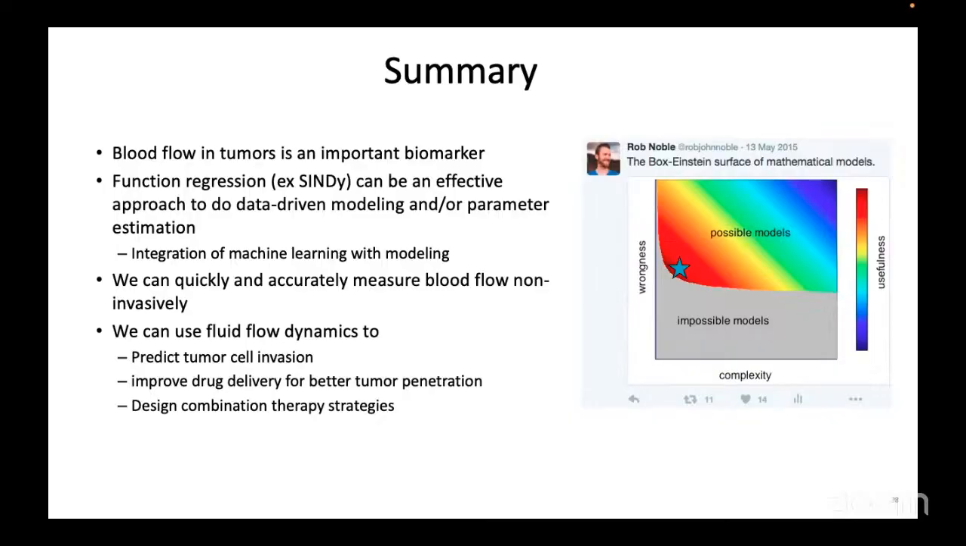The Box quote is: all models are wrong, but some are useful. And the Einstein quote is: make models as simple as possible, but no simpler. So this plots the space of mathematical models as a function of complexity, wrongness, possibility, and usefulness. And like any good computational and math person, nothing like a 4D plot, though I guess this is 3D. I really think that this kind of approach of integrating machine learning with mechanistic modeling is in that sweet spot.